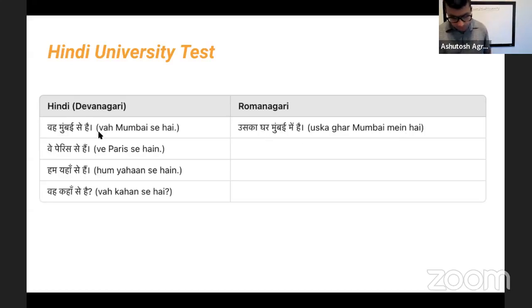So the question is, read it one more time. Which one is this one? Read वह this one. मुंबई से है. Okay. Try to think about the translation in your head. Don't tell it to anyone. Okay. Same thing. They change it to, they read this one. उसका घर मुंबई में है. Very good, right? So you have to do the same thing for the rest of the sentences.